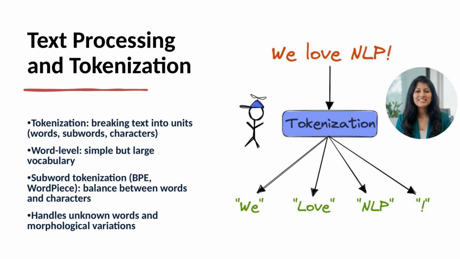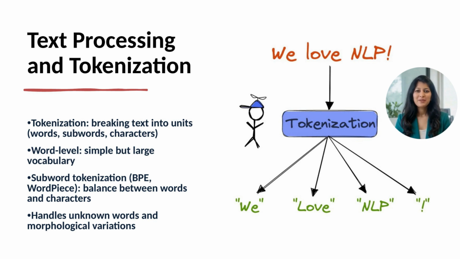Character-level tokenization is the extreme. Each character is a token. The vocabulary is tiny, 26 letters plus punctuation, and no word is unknown. But sequences become very long, making it harder for models to capture patterns. The choice of tokenization impacts everything downstream.